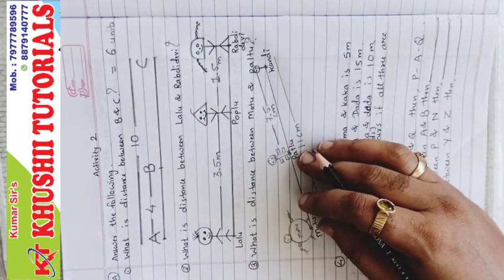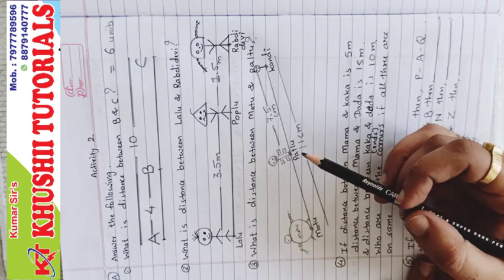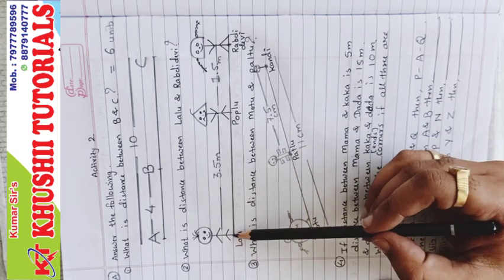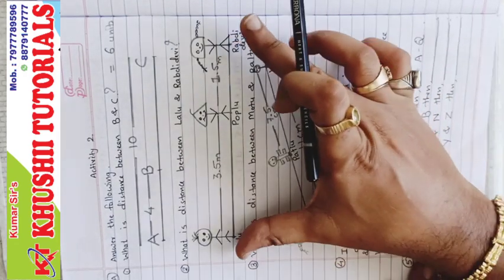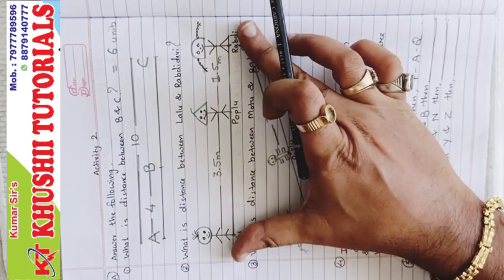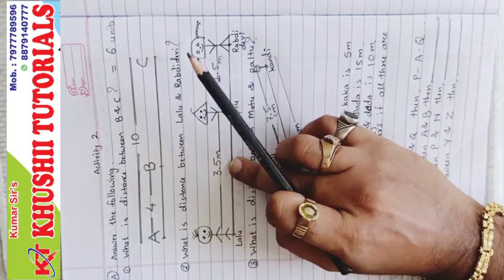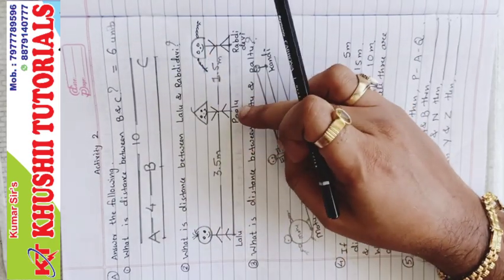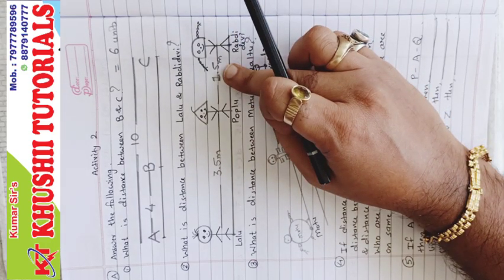This is the answer. The second, what is the distance between Lalu and Rabdi Devi? First we have to find where is Lalu. Here is the Lalu. And where is the Rabdi Devi? Rabdi Devi is at the last. So they both are at the corner, at the end. Now the distance between Lalu and Poplu is given 3.5 meter. Distance between Poplu and Rabdi Devi is given 1.5 meter.